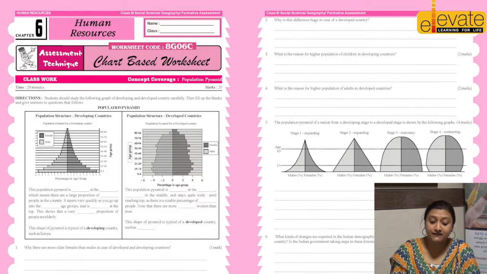This worksheet will help the students in not just understanding the significance of population development, but also help them relate to the modern developments of the world.